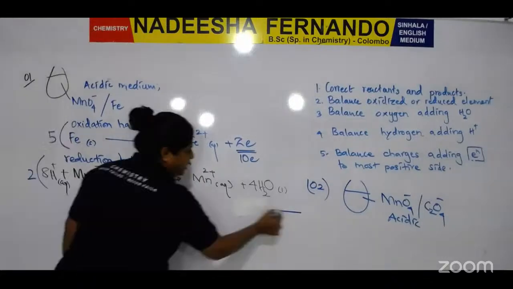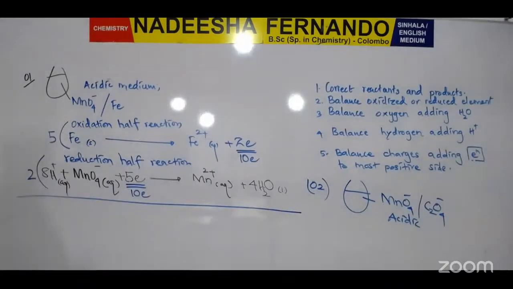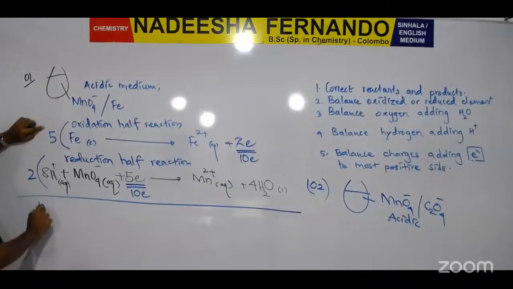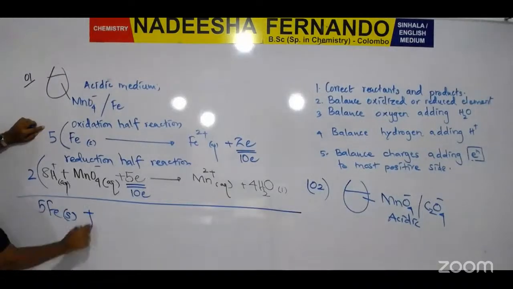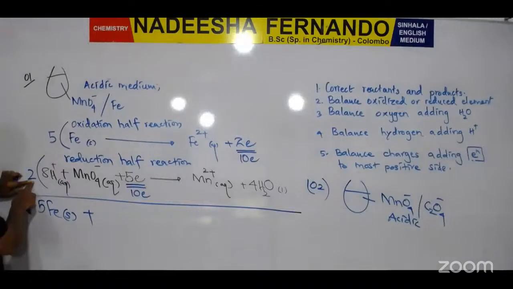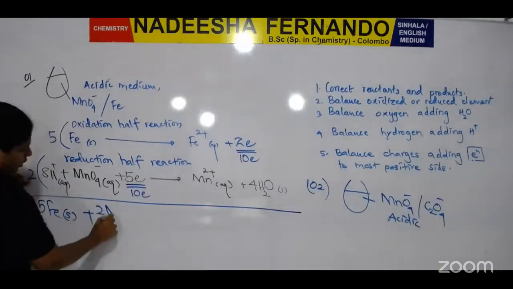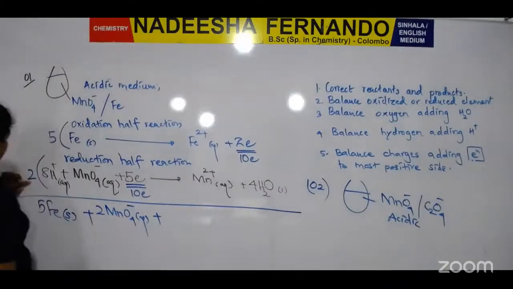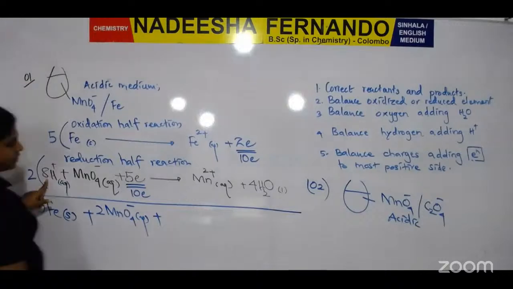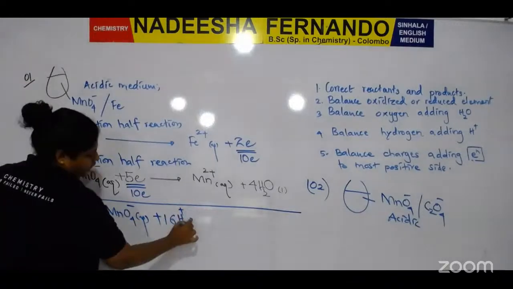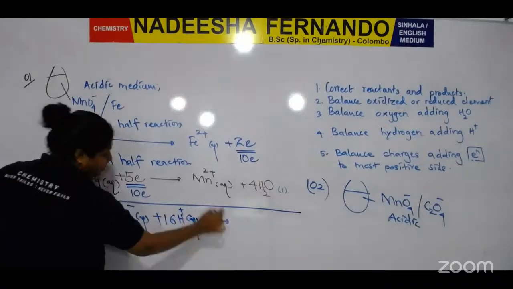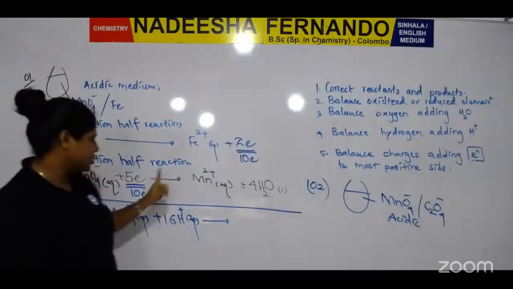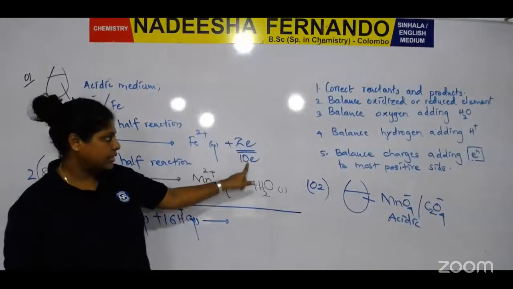Therefore, add these two reactions. In the oxidation reaction, we have only 5 Fe2+. In the reduction reaction, we have 2 times MnO4 minus, 2 MnO4 minus, plus 2 times 8, 16 H pluses. We no need to write same component in both sides. That's why we no need to write electrons, because this 10 electrons get cancelled with this 10 electrons.